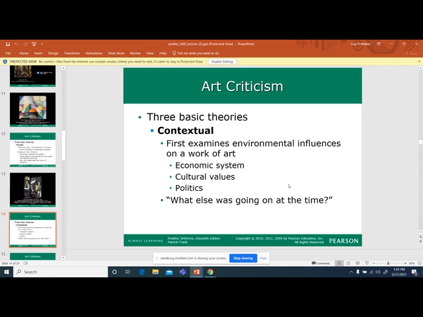So taking a look at what was going on culturally and historically, politically, for the African American community, for street art and graffiti, musically, all of these things during this time can help you to identify what's happening in the painting. It's never created in a vacuum.